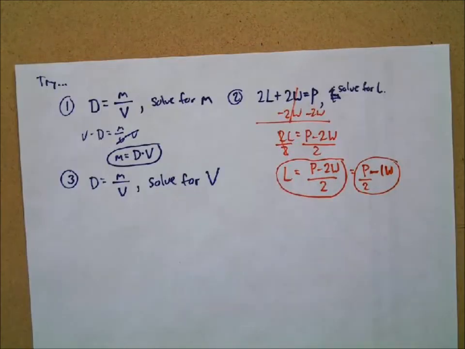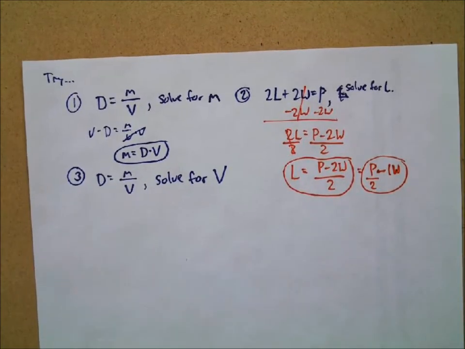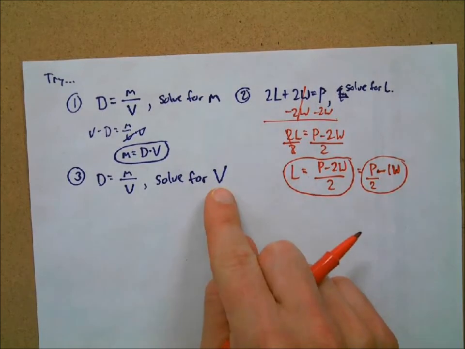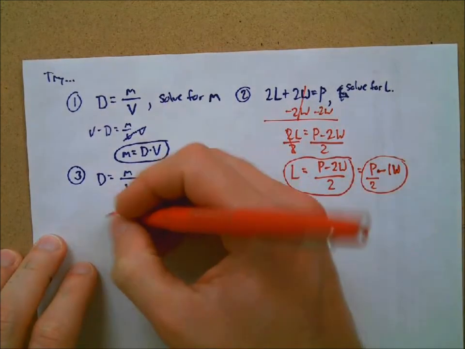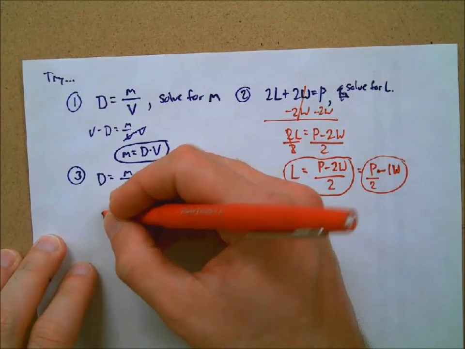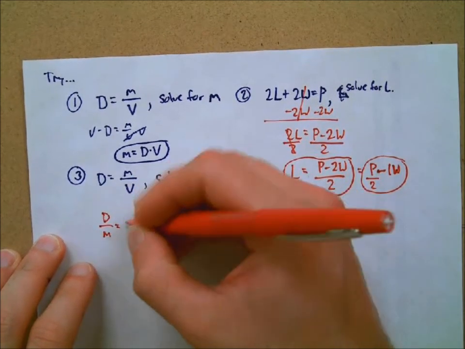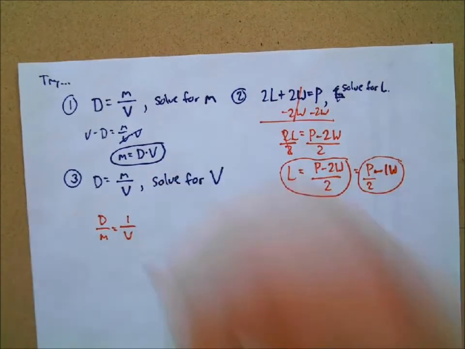All right, then number 3. This one is causing people some trouble here. So let's take a look at number 3. We want to solve for V. Okay, so Hannah, you think you got it? Okay, so divide both sides by M. All right, we can do that here. So let's see. That'll be D over M equals 1 over V, like that.